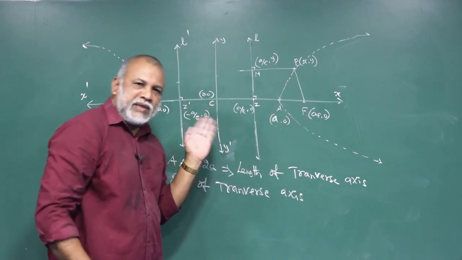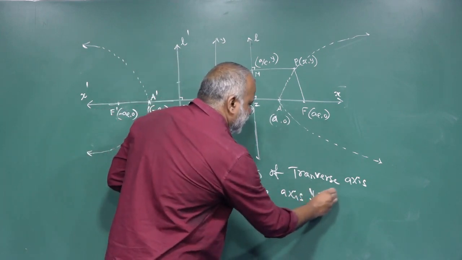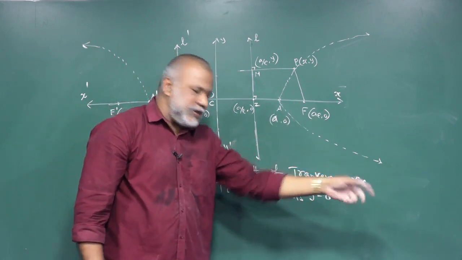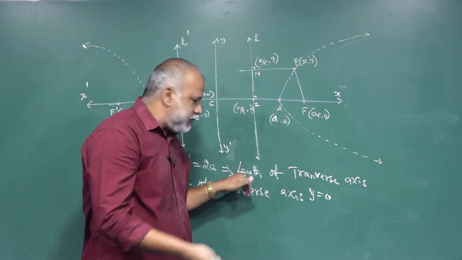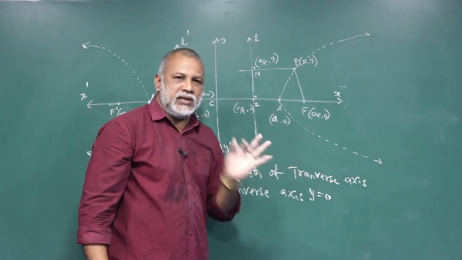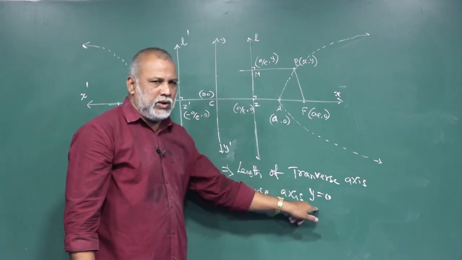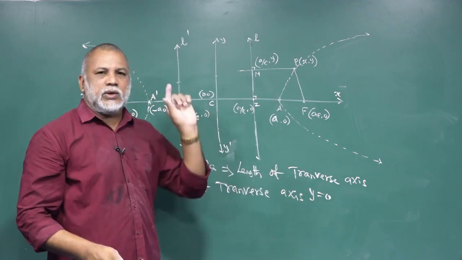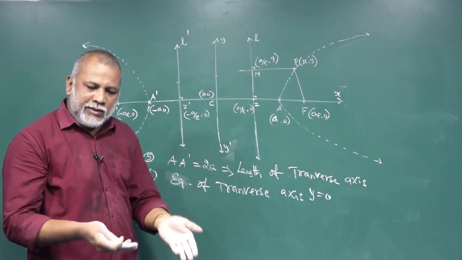Here I am just now explaining x-axis is the transverse axis. What is the equation? Y equal to 0. See, compare the same result with your ellipse. There also A dash equal to 2a, but the name in your ellipse is length of major, for a hyperbola length of transverse. That is the only one word changing. Then the equation of transverse axis is y equal to 0. There you are using equation of major axis. Instead of transverse, you are using major in ellipse. That is the only one change. But the results are same only.